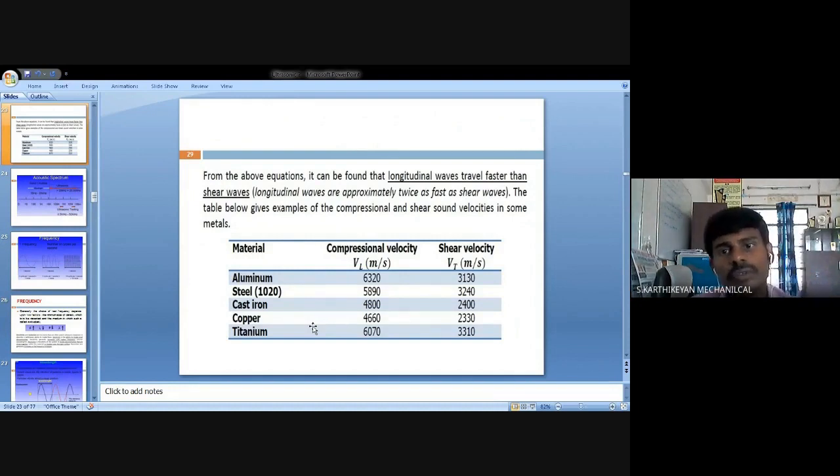These are some of the velocity values for the given materials. Longitudinal waves commonly travel faster than shear waves, approximately twice as fast. In the table below, we clearly notice the compressional velocity as well as the shear velocities for aluminum, steel, cast iron, copper, and titanium in meters per second.